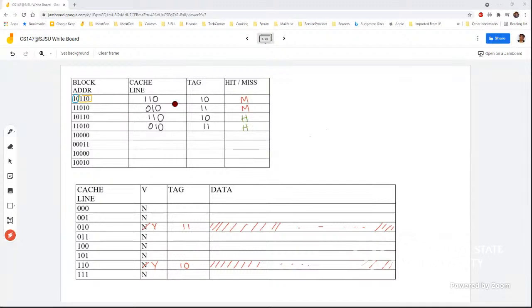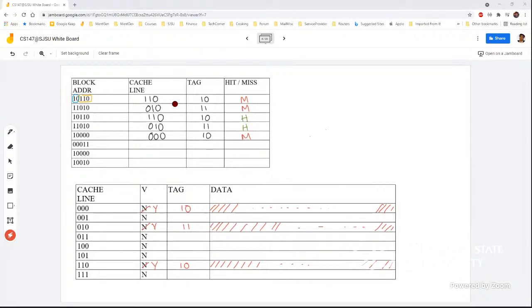Then the next one would be cache line 000, tag as 10. The valid bit is no, so that's a miss. We need to bring the data from the main memory to the cache memory, add the tag 10, make it a valid bit, and now return the data.